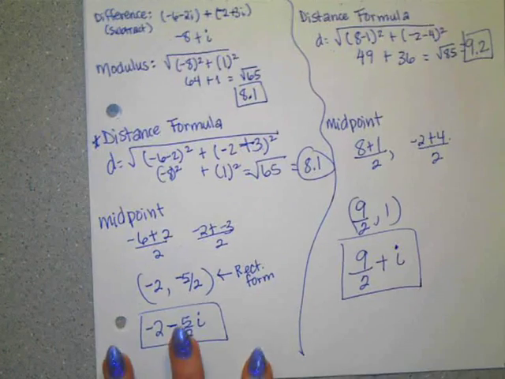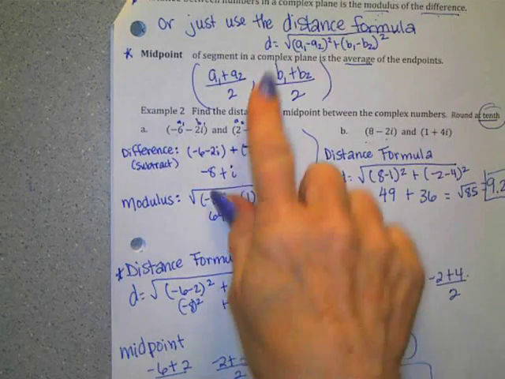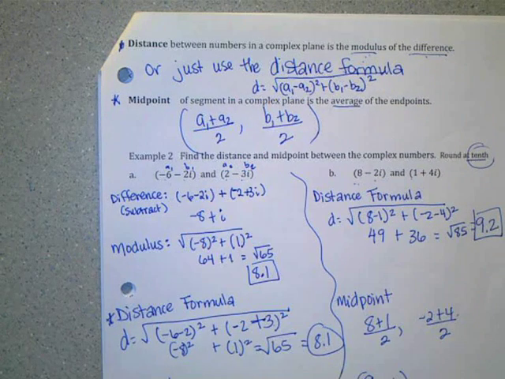And we have now finished Unit 8. This is the last part of Unit 8. We found out how to find powers using de Moivre's theorem, how to find the distance between two complex numbers, and also how to find the midpoint. Good luck on your assignment.